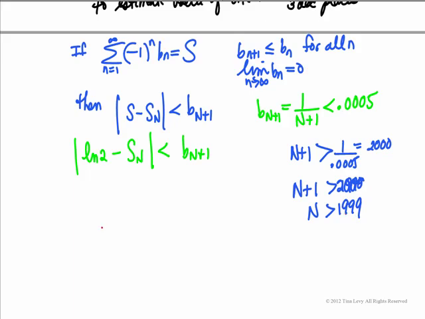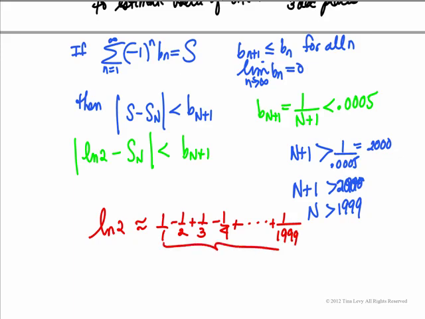So what this is saying is that log 2 is approximately 1 minus a half plus a third minus a fourth, dot, dot, dot, and we go to 1 over 1,999. If we sum all that up, its difference from log 2 is less than 0.0005. So it's correct. This sum is correct to 3 decimal places.